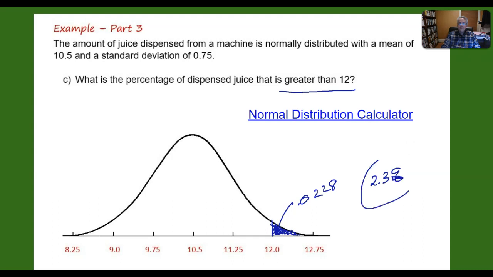All right, and that's a little introduction to how to use the normal curve. Once you get used to deciding what area you need under the curve, we have a tool to find it for us and solve the problem. We're off to a good start. Good luck with this.